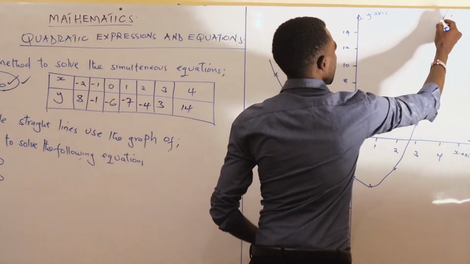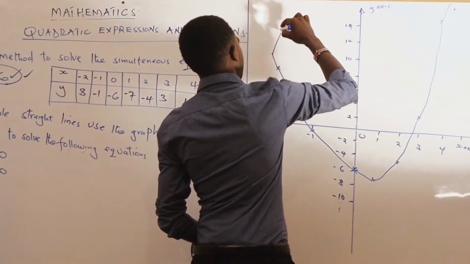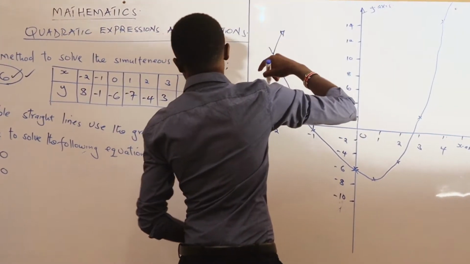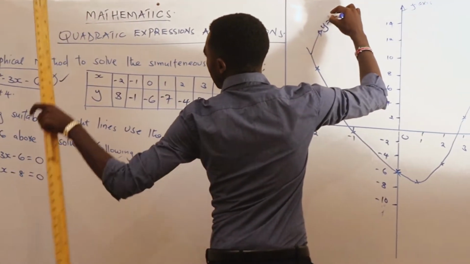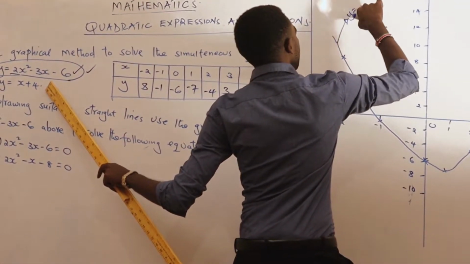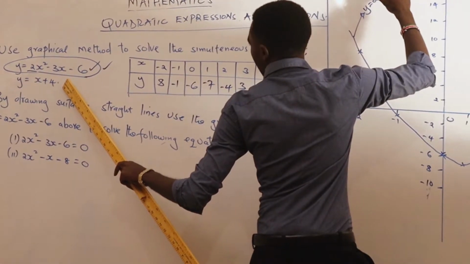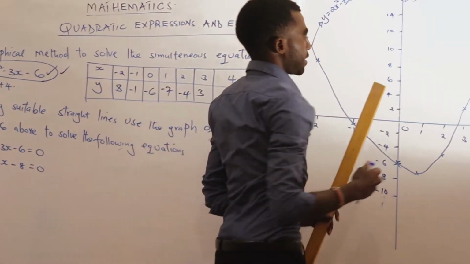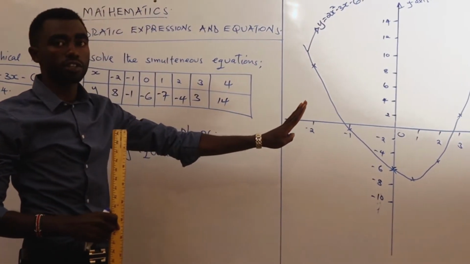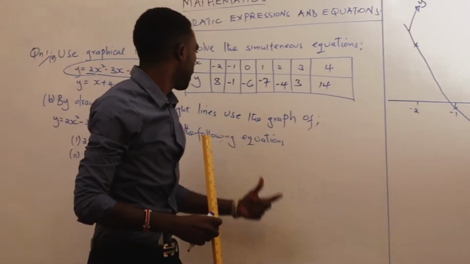So this curve here, it is y is equal to 2x squared minus 3x minus 6. So that is our curve, the first curve. Remember, this is what we are using to solve the simultaneous equations which were given, which are here.